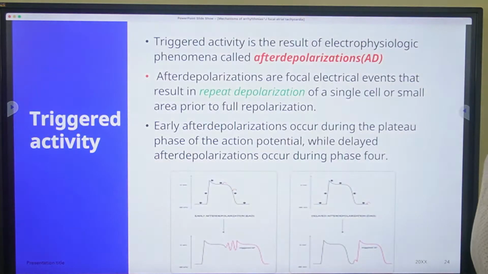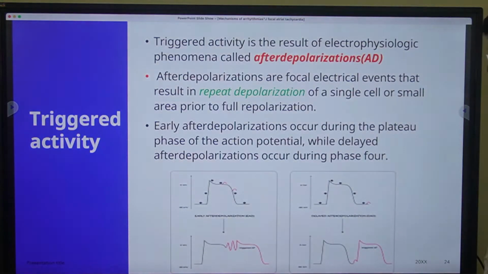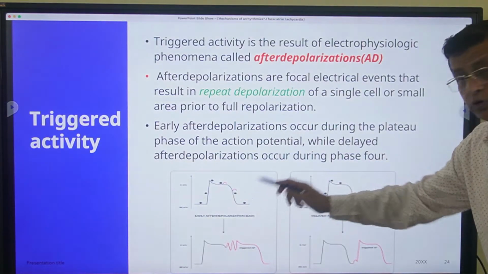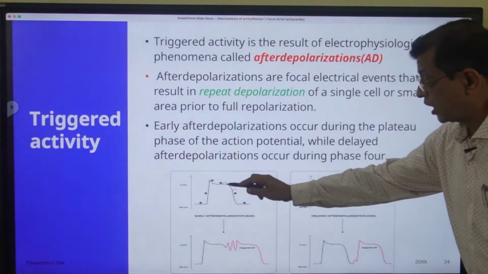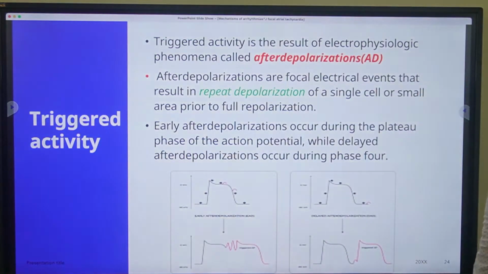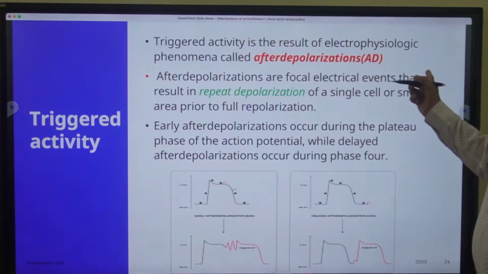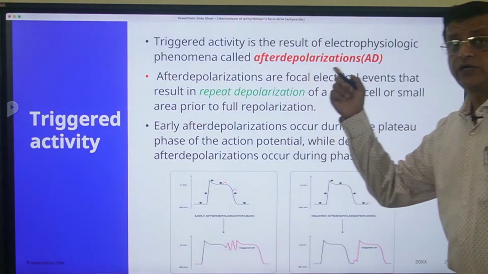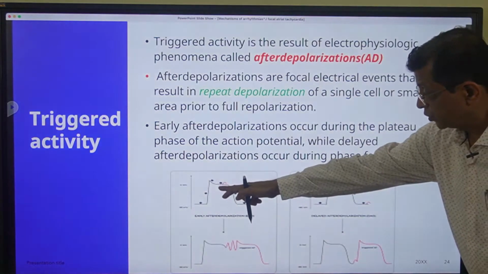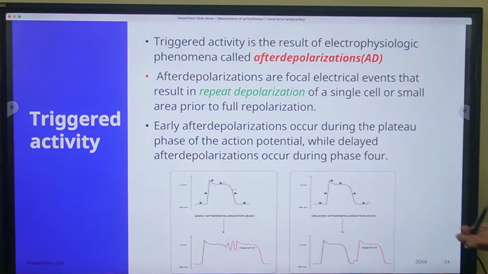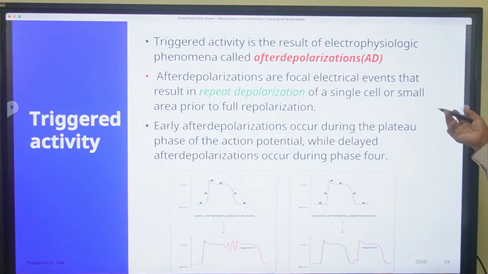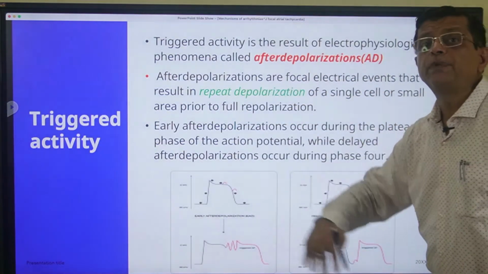Now, what is triggered activity? We have seen that until the membrane potential is fully repolarized, you cannot have an action potential, but sometimes you see a bump like this. Triggered activity is a result of electrophysiological phenomena called after depolarization. So this is after depolarization occurring before the repolarization is complete. After depolarizations are focal electrical events that result in repeat depolarization.